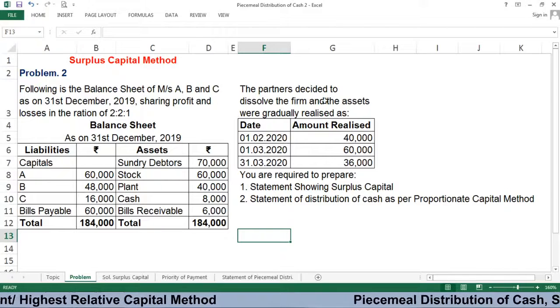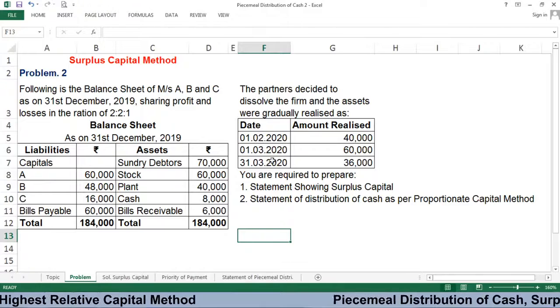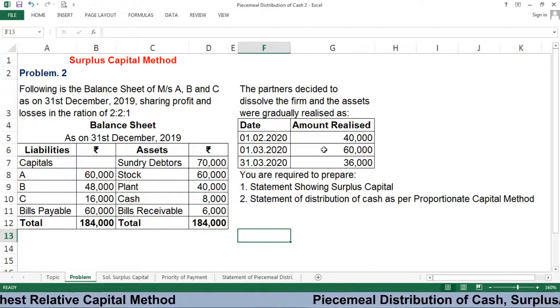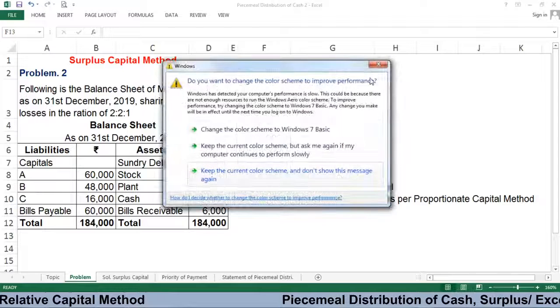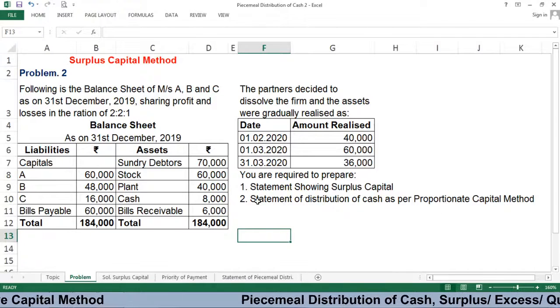The partners decided to dissolve the firm and the assets were gradually realized. On 1st of February, the partnership firm got 40,000, on 1st March 60,000 and on 31st March 36,000. You are required to prepare a statement showing surplus capital and a statement showing piecemeal distribution of cash as per surplus capital method. So first of all, we have to prepare the surplus capital statement.